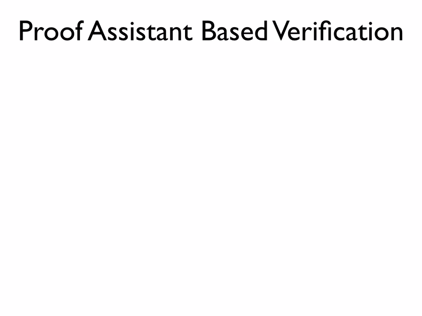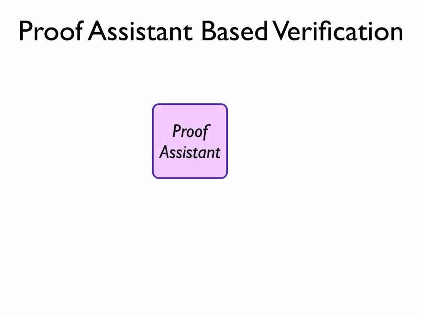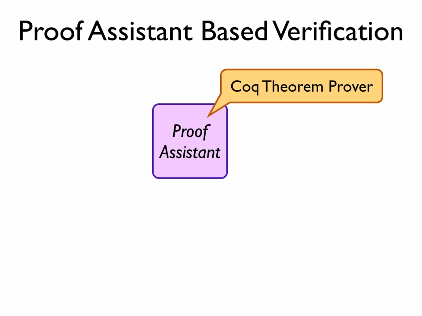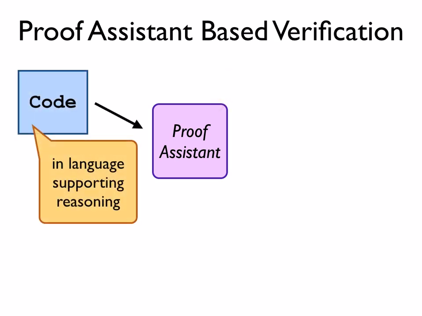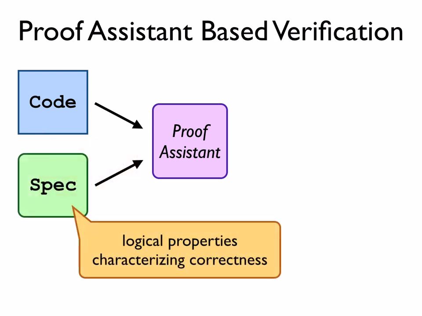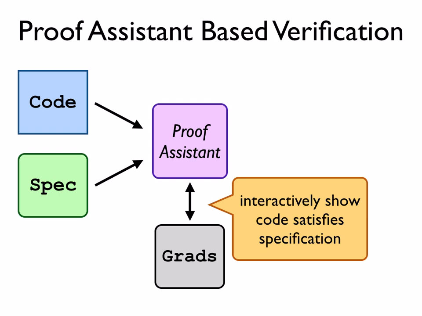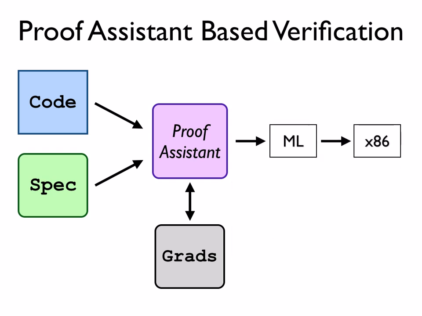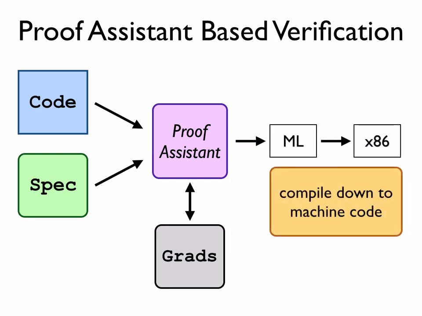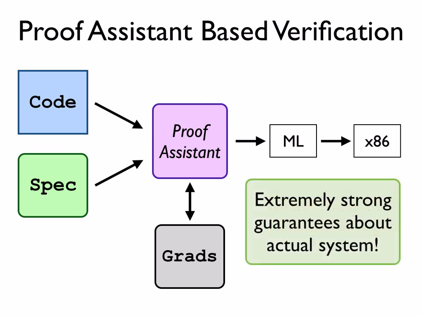In proof assistant-based verification, you first select a proof assistant, like the Coq theorem prover. You write your code in the language of that proof assistant. You write a specification characterizing how your code should behave. Then you hire a team of grad students, or Xavier Leroy, to interact with the proof assistant to show that the code satisfies the specification. And finally, you compile your code down to some executable form, and in the end, you obtain these extremely strong guarantees about the code that actually runs.